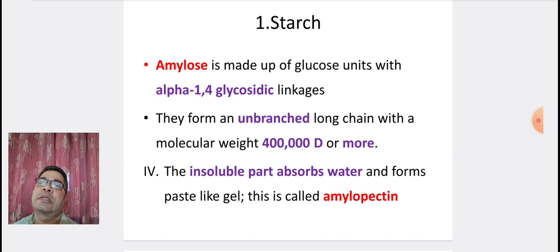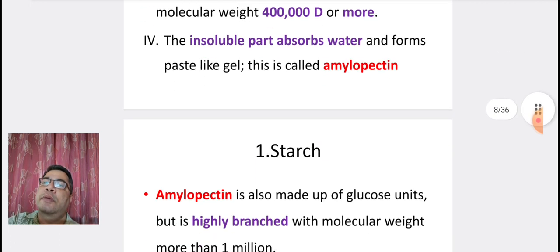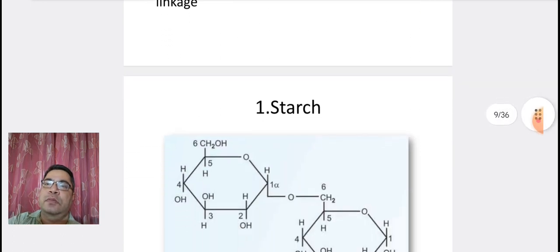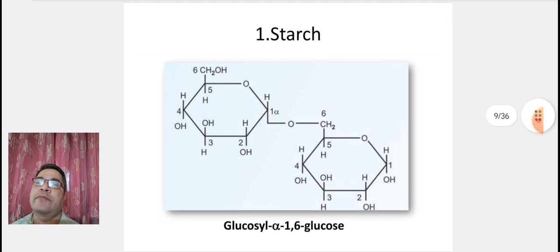This is called amylopectin. Amylopectin is also made up of glucose units but is highly branched, with a molecular weight of more than 1 million. The branching points are made up of alpha-1,6 linkages. In this diagram, you can see the amylopectin structure, which is nothing but glucosyl alpha-1,6 glucose.